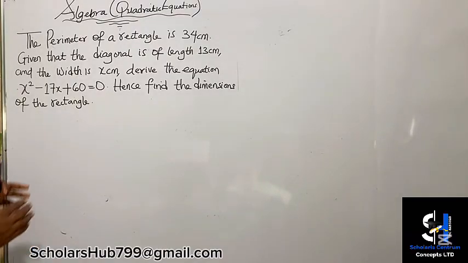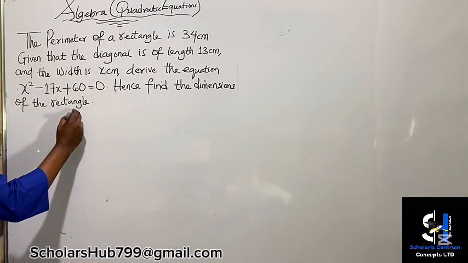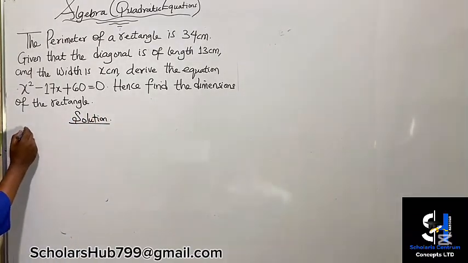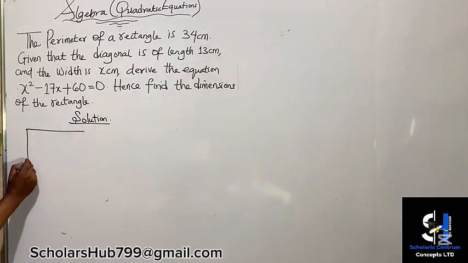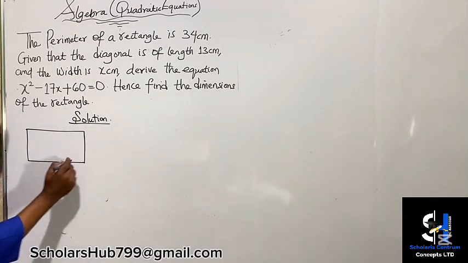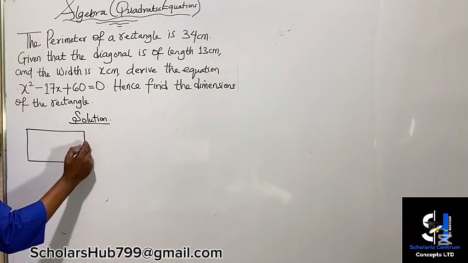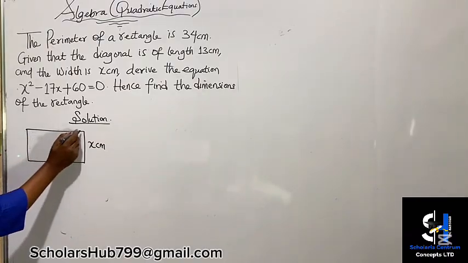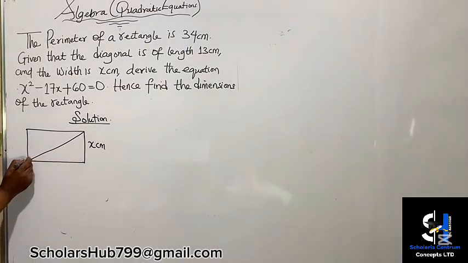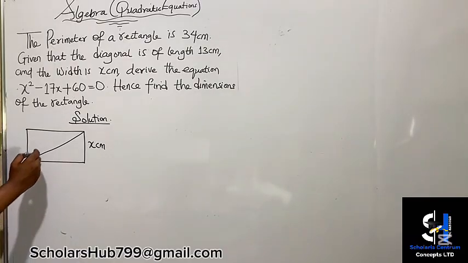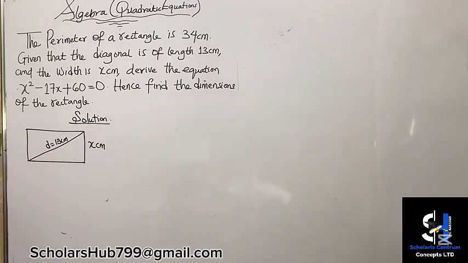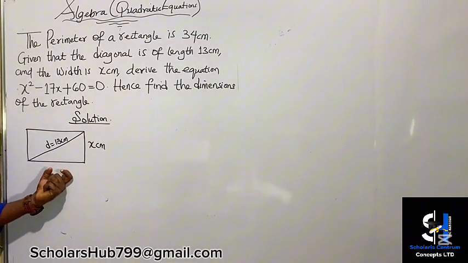So in this case, we need to analyze the problem using a rectangle. So let's say we have a rectangle. Now the width of the rectangle is x centimeters. Now the diagonal, which is the line joining the two opposite points on the shape, is 13. So we have the diagonal to be 13 centimeters. Now the other side, which is the length, is not given.